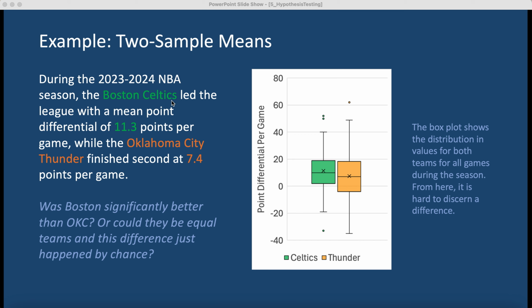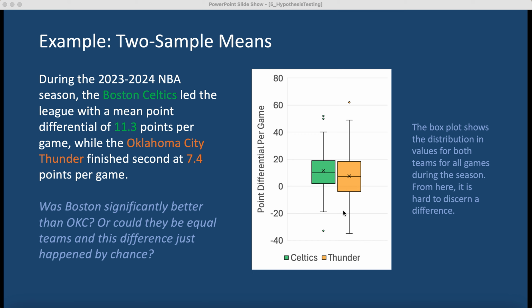And so you could ask the question, do the Boston Celtics have a statistically different true population mean than the Oklahoma City Thunder? Or are the two values close enough that, if the two teams were equivalent, they could possibly get values this different? I said that in a sort of convoluted way. I think it's written better here on the slide. Was Boston significantly better than Oklahoma City? Or could they be equal teams and this difference just happened by chance?